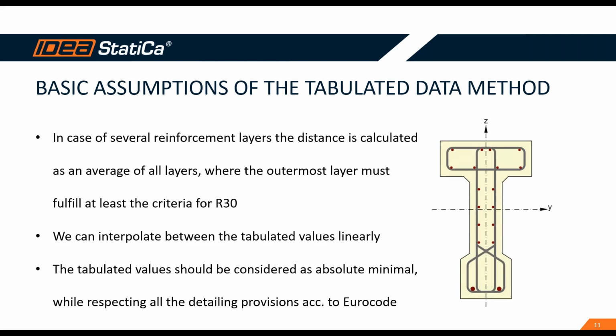We can interpolate between the tabulated values linearly. Again, this is something that is done in the background of the software. The tabulated values should be considered as absolute minimal values, and you should still respect all the detailing provisions according to Eurocode. So if you are checking a cross-section and you are checking not only the fire resistance but also the detailing, then you are on the safe side and all the conditions will be met.